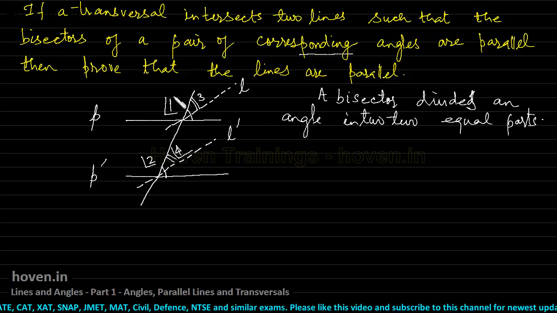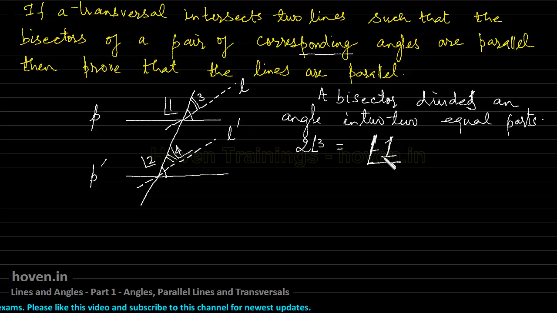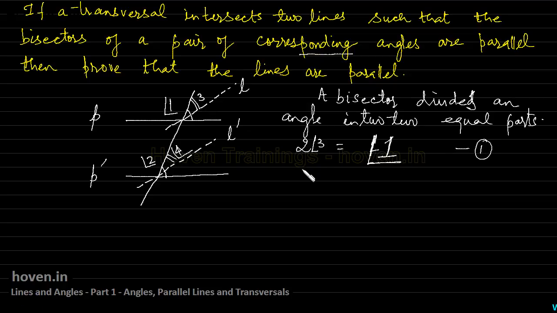So from this figure we can see that 2 times angle 3 is equal to angle 1, because angle 1 is divided into two parts, one of which has been labeled 3. So twice angle 3 is equal to angle 1. This is one thing that is known to us. We are writing what is known to us. Here also we can see that 2 times angle 4 is the same as angle 2.